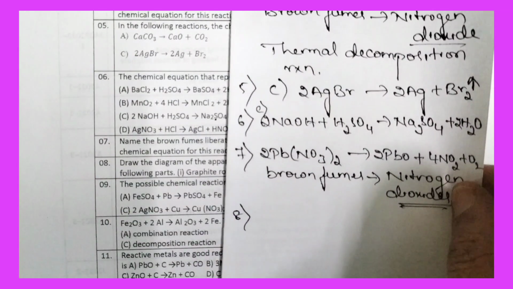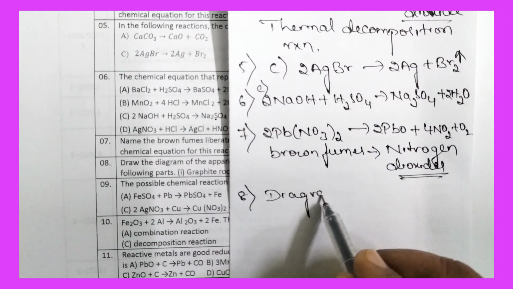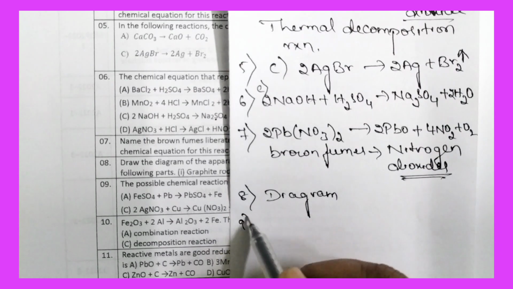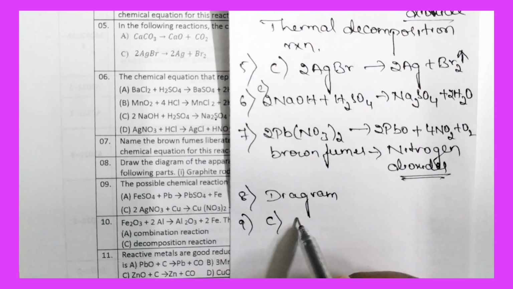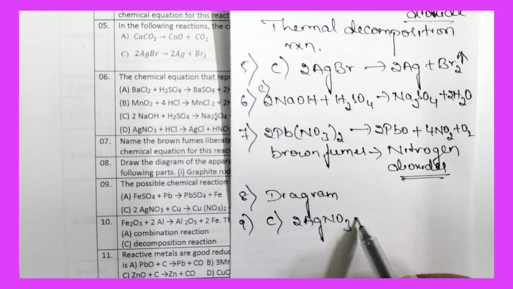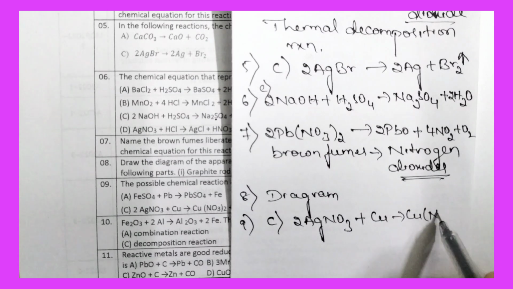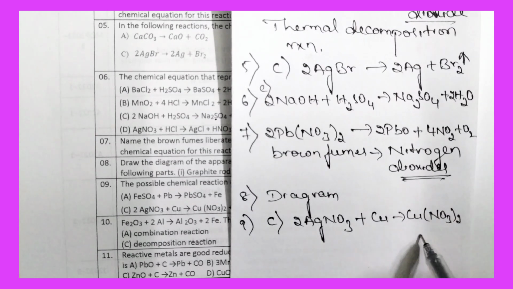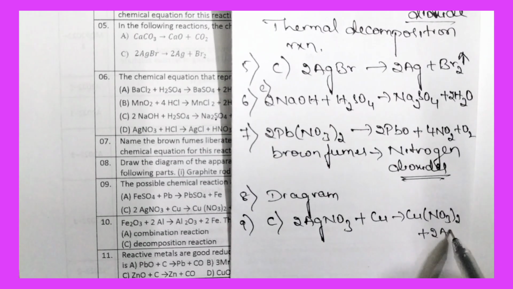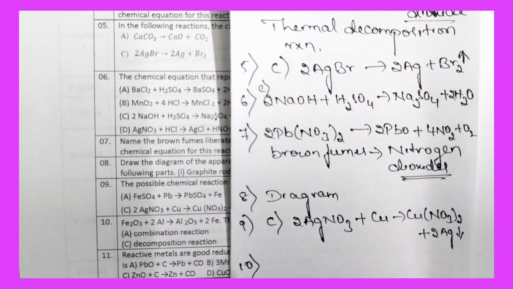So the right answer for the eighth question is the diagram, that is electrolysis of water. For the ninth question, option C, that is 2AgNO3 plus Cu gives rise to Cu(NO3)2 plus 2Ag deposited. So this is the right answer for the ninth question.